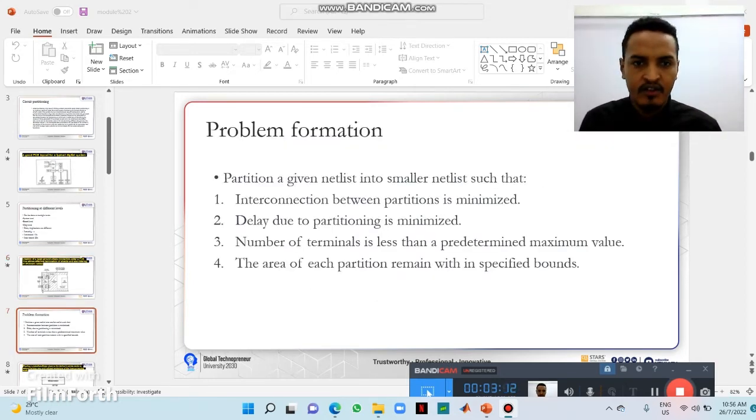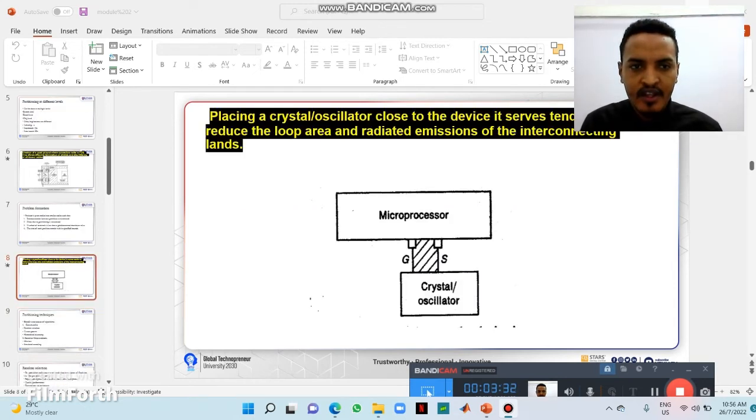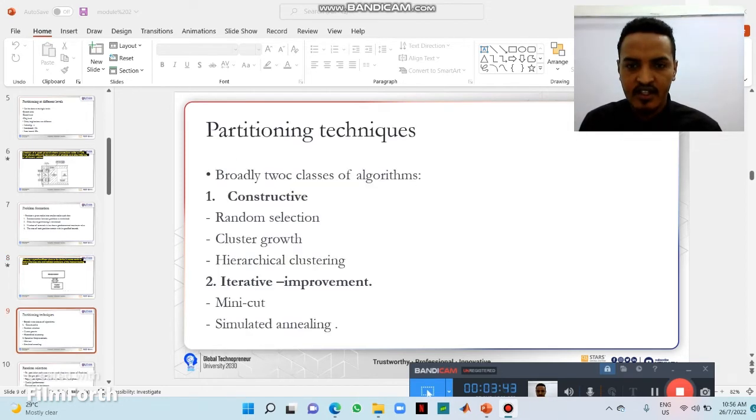And the problem formulation is to partition a given netlist into smaller netlists such that interconnection between partitions is minimized, delay due to partition is minimized, and the number of terminals is less than a predetermined maximum value. The area of the partition remains within a specific bound. And this places the crystal oscillator close to the device itself, to reduce the loop area and attenuation of the interconnected line. This is the microprocessor and this is the oscillator.